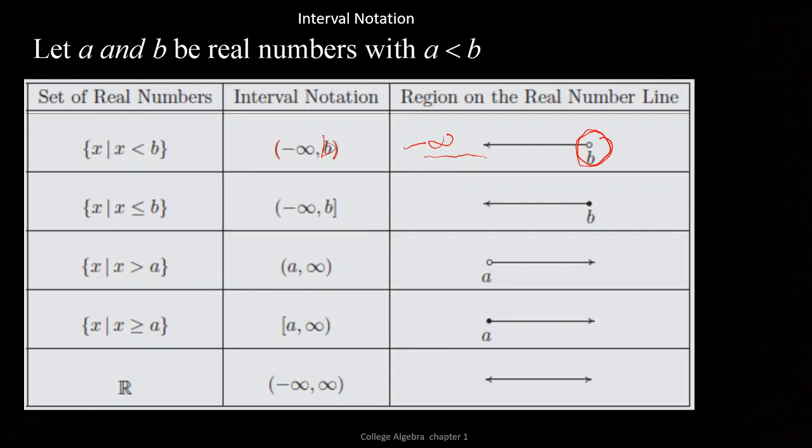And same is here. In this case, we want B. Here we want A and all the numbers to the right of it. Here we want A, including A and all the numbers to the right of it. And this last one, well, looks like we want every number on the number line.